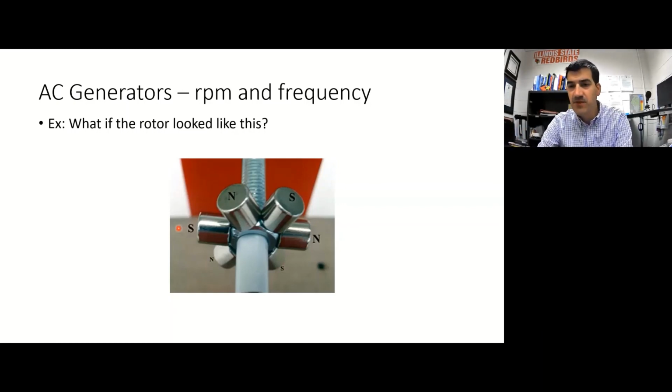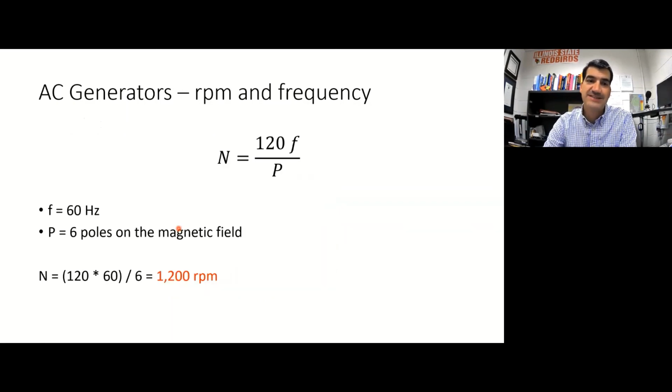All right, and probably what you realized is that the only thing that changes is P, the number of magnetic field poles. So everything else stays the same. F is still 60 hertz. Swap in 6 for P, and you'll find that the speed of the rotor needs to be 1,200 RPM.